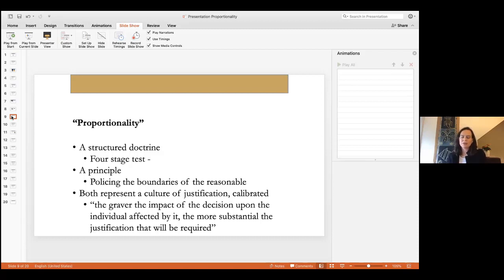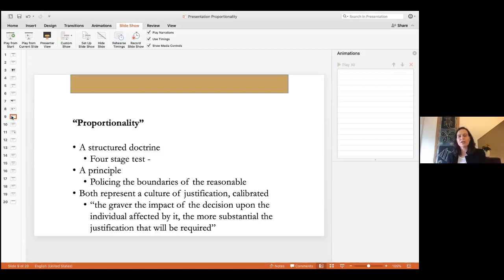I want to say both that proportionality as a structured doctrine and as a principle represents a culture of justification. That is, that the state has to justify itself. Matthias Kumm has written about this, but Etienne Mureinik, a South African administrative lawyer, used the principle of the culture of justification as one of the biggest principles to defend an economic and social rights-based constitution.